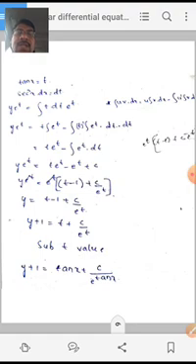Here we have to apply the UV rule. We have t into integration of e power t, minus integration of 1 into integration of e power t dt, where integration of e power t is e power t. We are getting this result: t e power t minus integration of e power t dt. Here that is equal to y e power t is equal to t e power t minus e power t plus c.